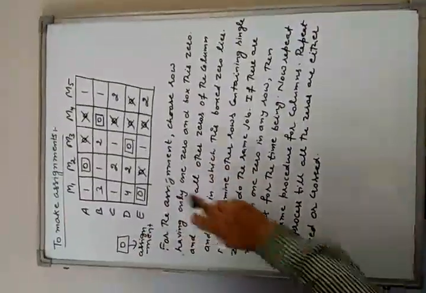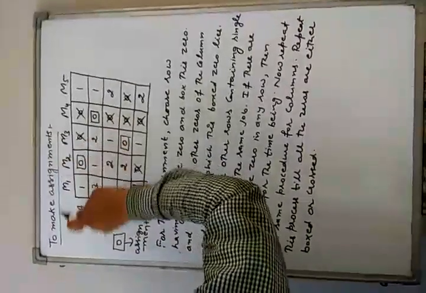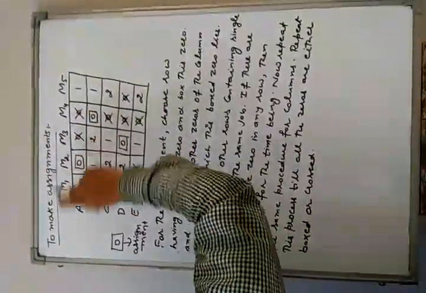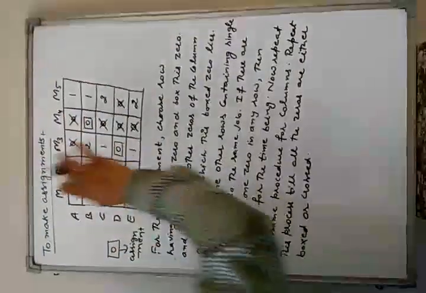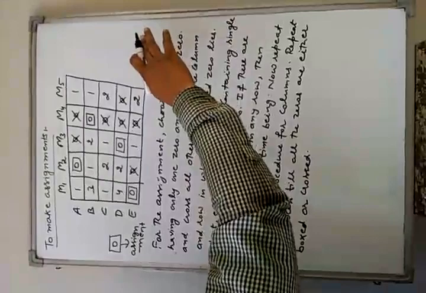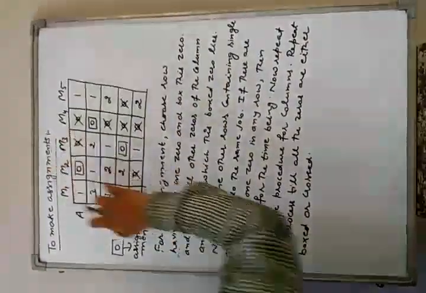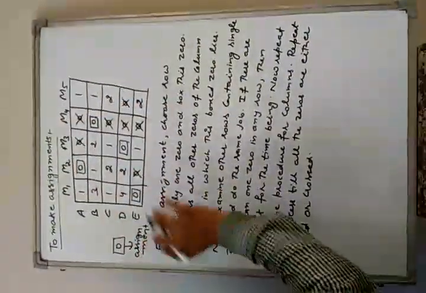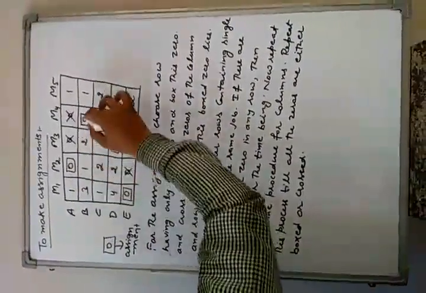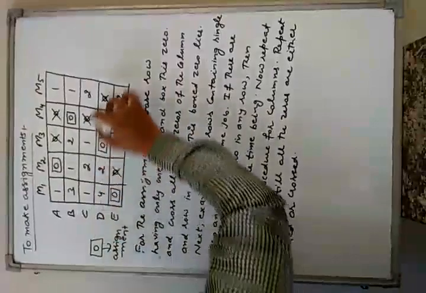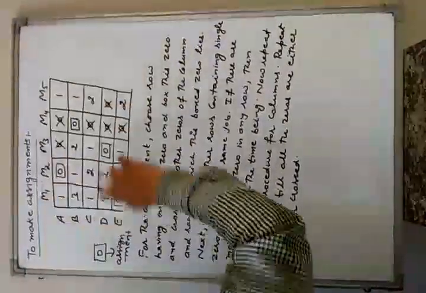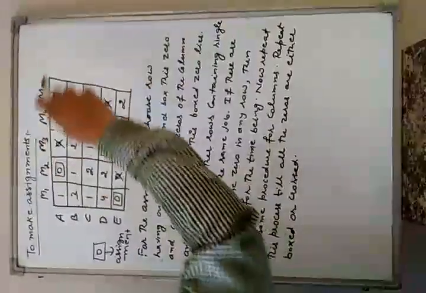If we get an assignment in each row, then the table is an optimal table and the optimality is reached. Now we will look at whether this table is an optimal table or not. Here in this row, the assignment is here. In this row, the assignment is here. But in this row, the assignment is not made. Therefore, this is not an optimal table and we have to proceed further.